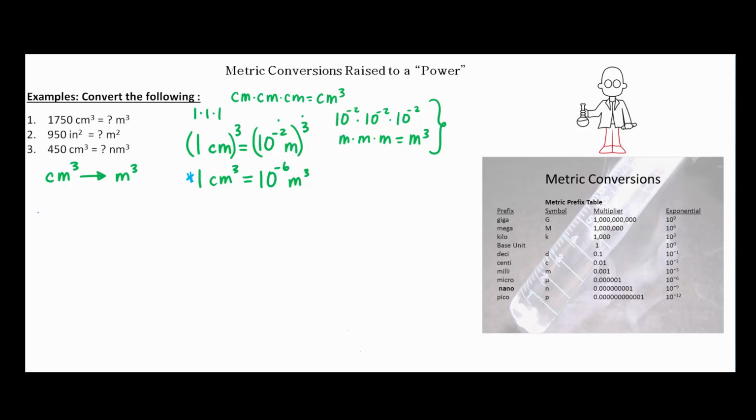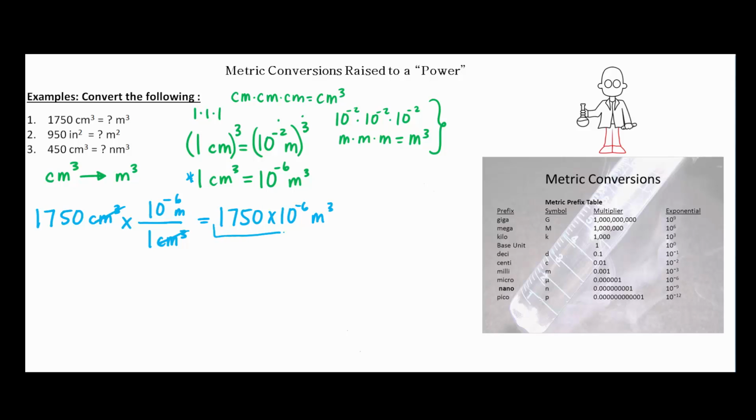We can write out 1750 cubic centimeters times 1 cubic centimeter is equal to 10 to the minus 6 meters. My unit of centimeters cancels. So I'm left with 1750 times 10 to the minus 6 cubic meters.